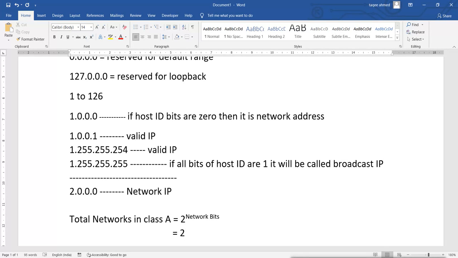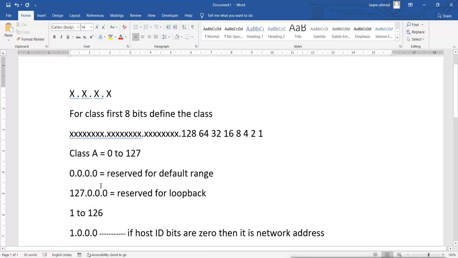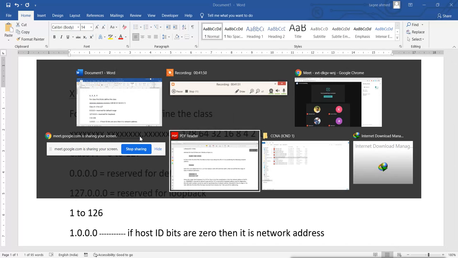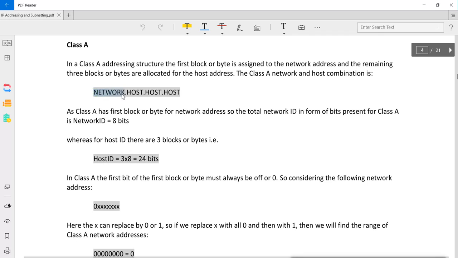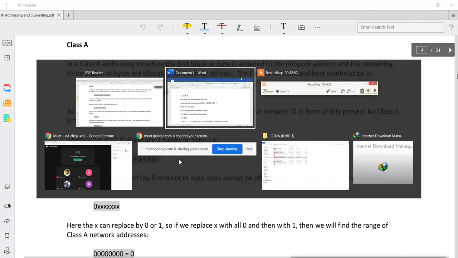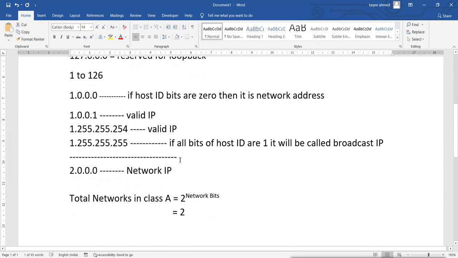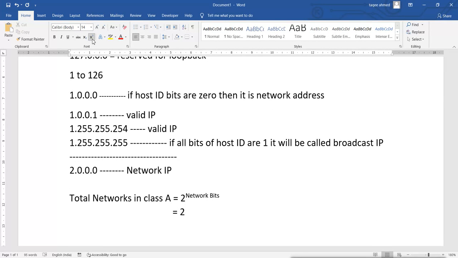If you see, in class A we have only the first part as the network part and the rest of the parts are host parts. So in class A we know that we have the first part as the network part, and in that first part we have 8 bits. So the network bits are 8 bits. Now this is 8 bits, but there is a twist here.